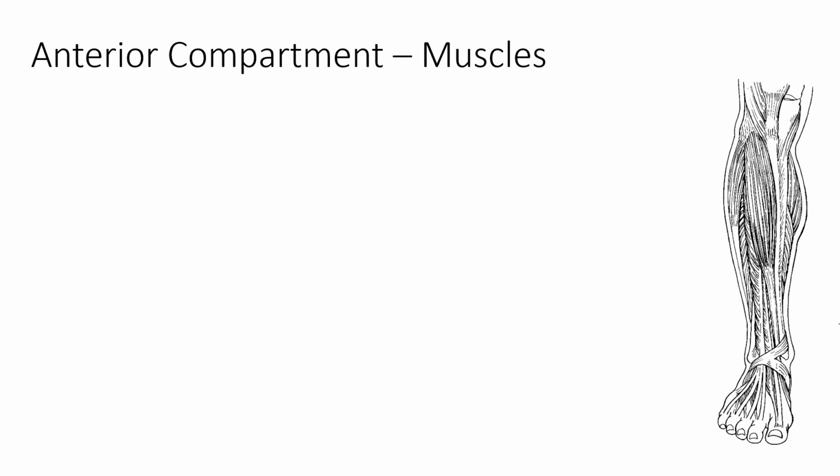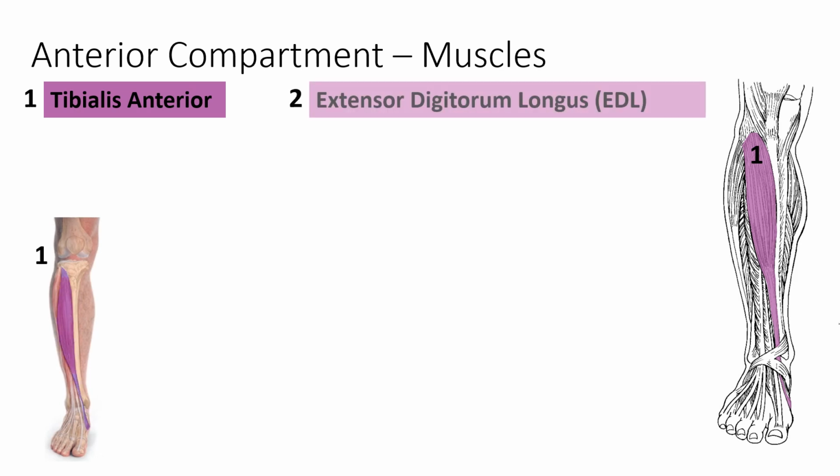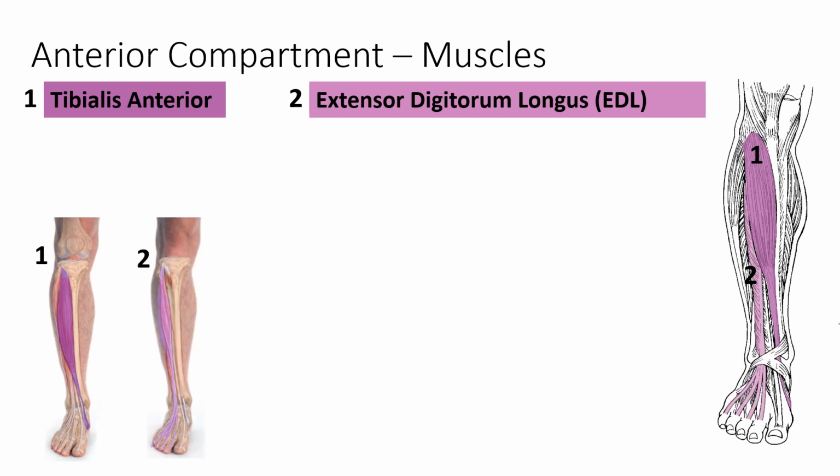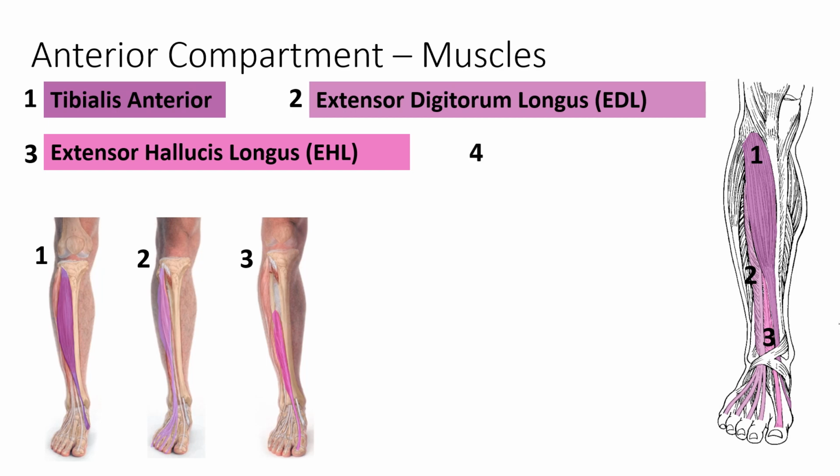So the first muscle we're going to look at is the tibialis anterior, which we can see here in both of these pictures. Our next muscle that we'll see is our extensor digitorum longus, which is just underneath that. And then our extensor hallucis longus, which is nestled right in between those two muscles and extends out to the big toe. We can also see our fibularis tertius.